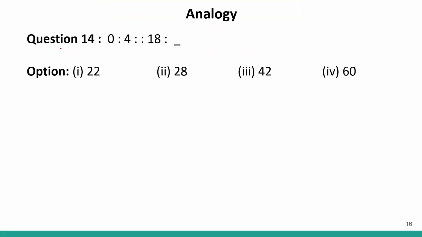Clear? Question number 14. We have 0, 4, 18 and we have to find the missing element. So, clearly I can see this is plus 4. So, if I add plus 4, what will I get? I will get 22. Do we have 22 as an option? Yes. So, this will be my answer. Option number 1, 22 is the correct answer to this question.